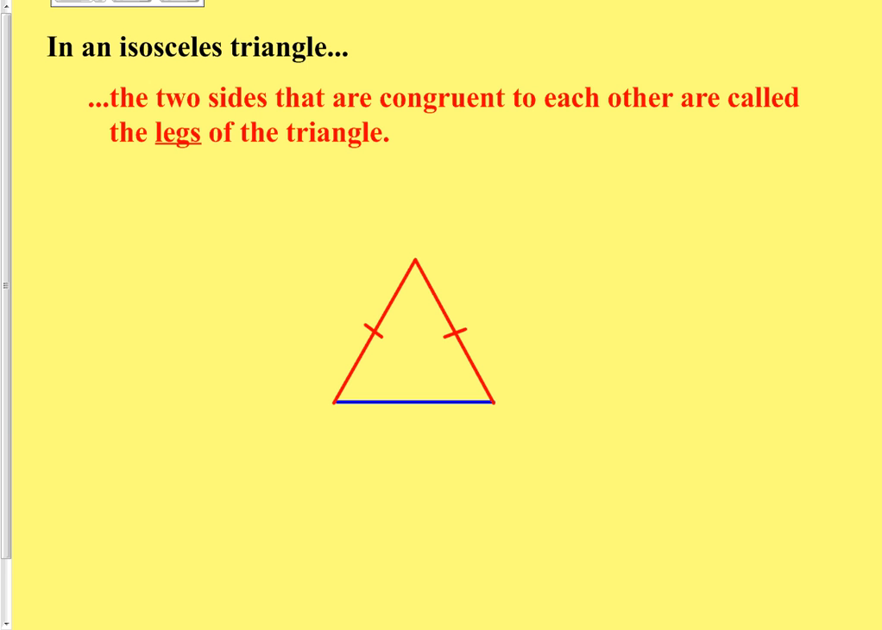Okay, the two sides that are congruent to each other are called the legs of the triangle. Now, this is a fact that I had hinted at when we were going through some of our basic vocabulary with triangles. But now we're going to establish that in our notes. The two sides that are congruent to each other are referred to as the legs of the triangle. So in your triangle that you have already drawn out, please add the term leg beside where you have each of your tick marks.